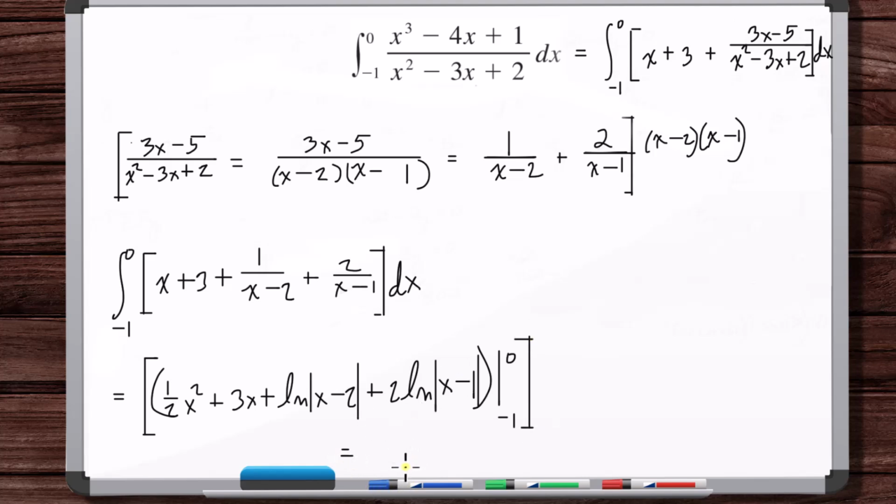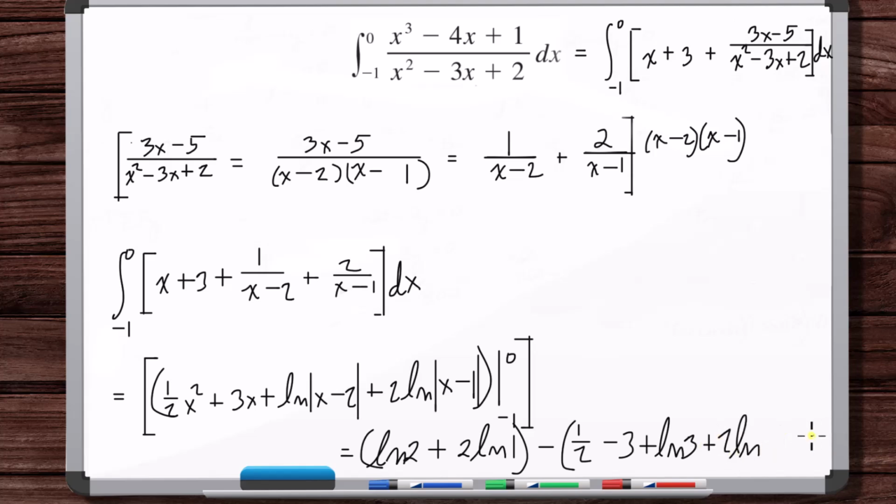Okay, plugging in 0, we get natural log of the absolute value of minus 2 plus 2 natural log of the absolute value of minus 1. Okay, all of this minus, now plugging in minus 1, you've got 1/2 minus 3 plus natural log of the absolute value of minus 1 minus 2 plus 2 times natural log of the absolute value of minus 2. There we go.